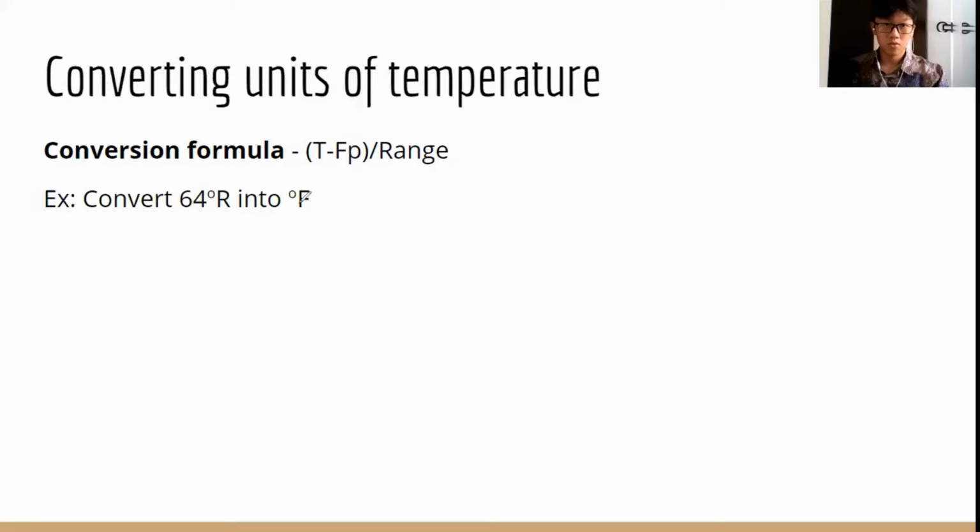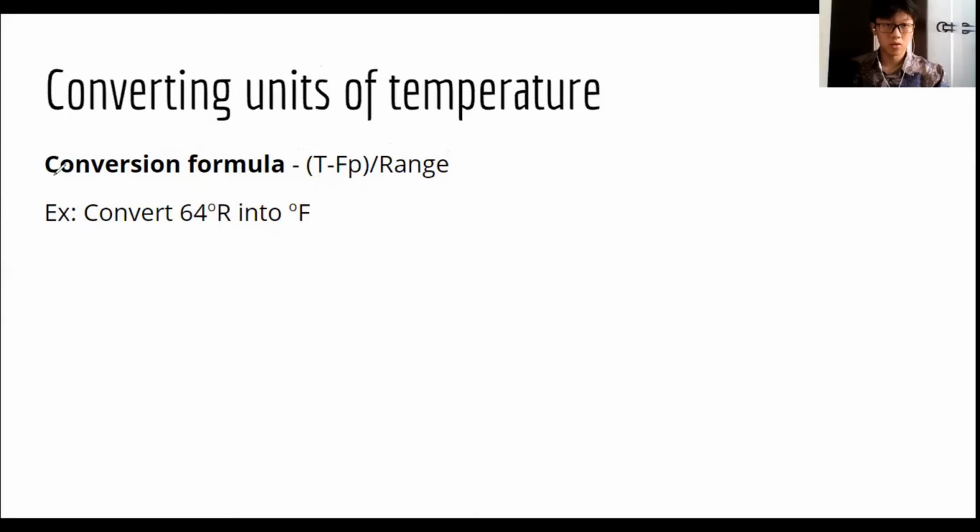So first, we will follow this conversion formula. So the temperature 64 minus the freezing point. The freezing point of Reaumur is 0, over the range, which is the boiling point minus the freezing point. So 80 minus 0 will be 80. So this is for the Reaumur.